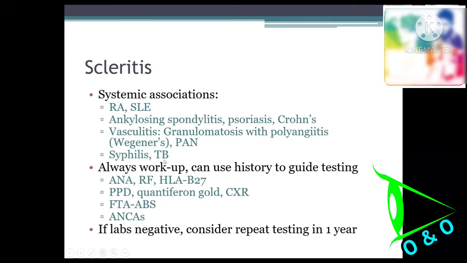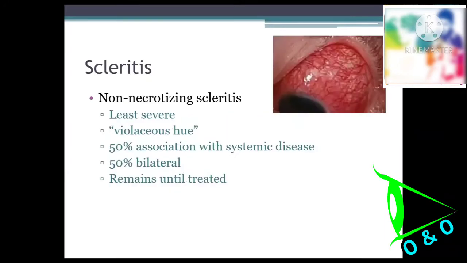So with scleritis, as opposed to episcleritis, you always want to work up scleritis. And you can use some of the history and review of systems to guide testing, as shown here. Sometimes lab work will be negative, and if that's the case, you want to consider repeat testing. The other thing about scleritis is that it's typically going to be there until it's treated, so it's not going to get better on its own.